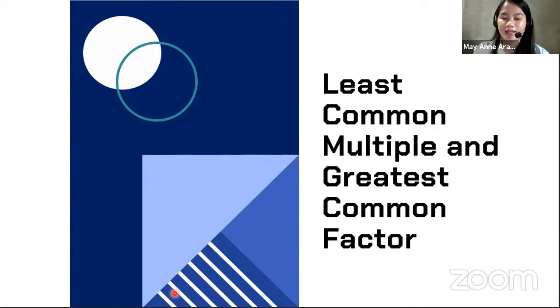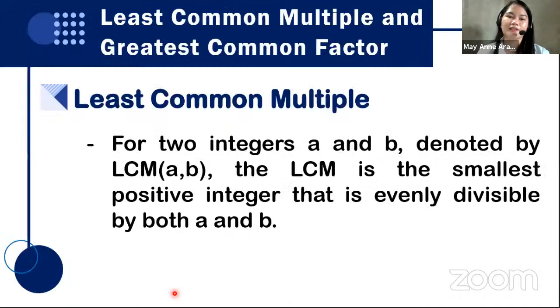So you can see here that the multiples are always greater than the factors. To help you differentiate, multiples are always higher compared to factors. Again, multiples are like skip counting: 4, 8, 12, 16. And factors are the numbers you need to multiply to arrive at your desired number. Okay, let's have the least common multiple.